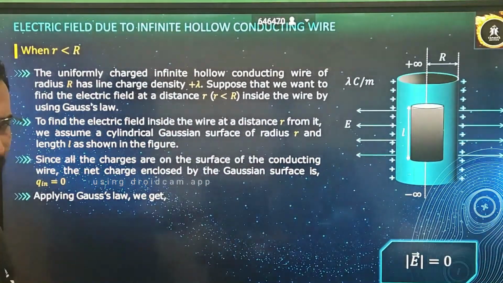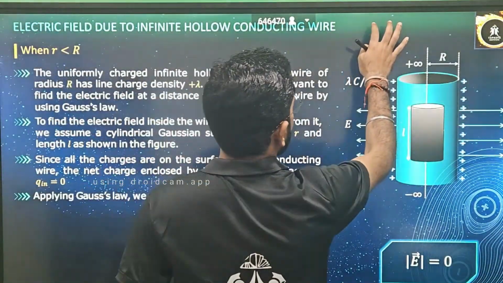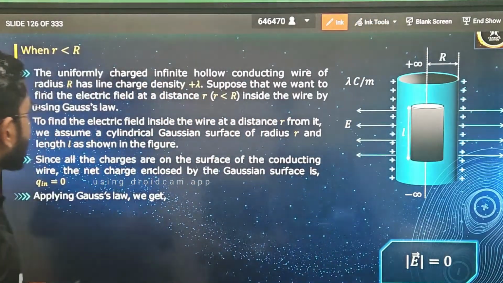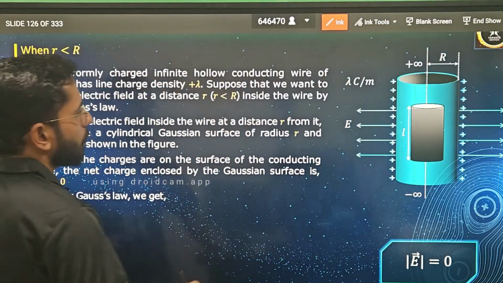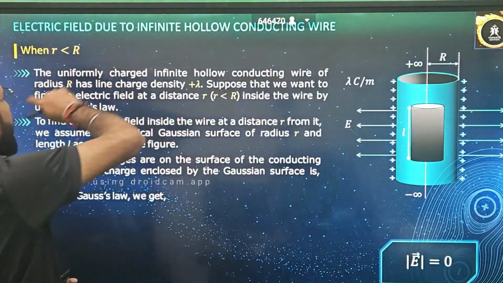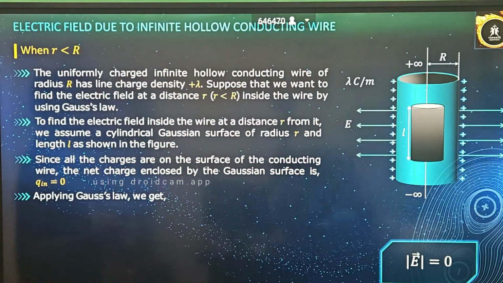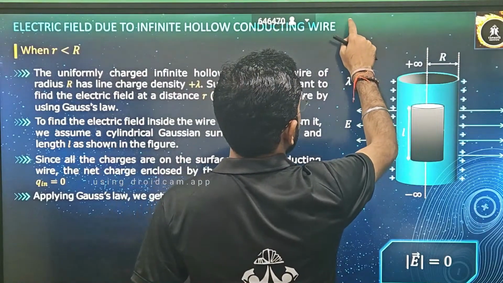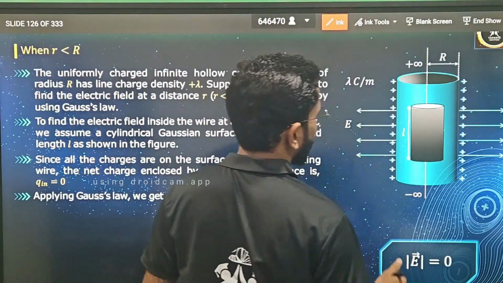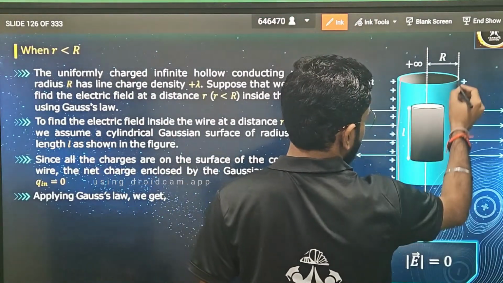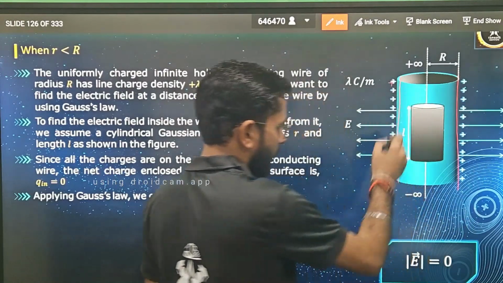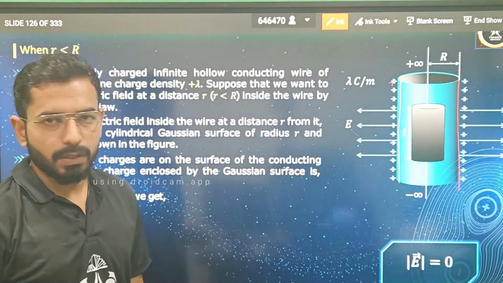Now whatever the scenario is, no problem, you can do all the questions. Now see, what is the next one? The topic is electric field due to an infinite hollow conducting wire. This kind of infinite wire is there. This is the wire, and it is hollow from inside. Hollow from inside means, as I will tell you about spherical surfaces also, charges are present on the surface.